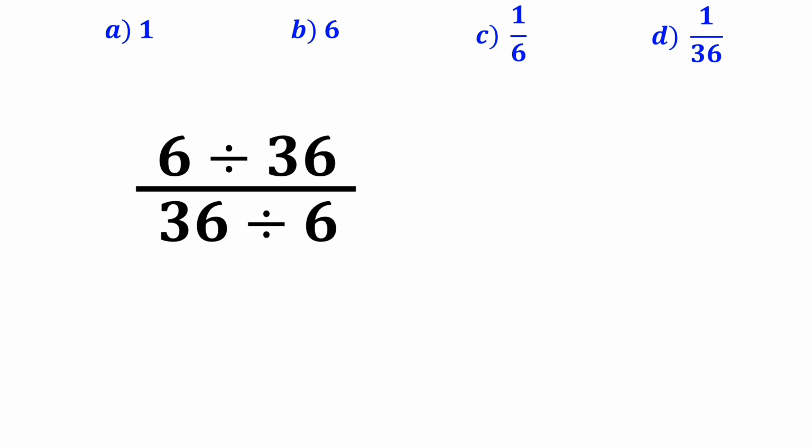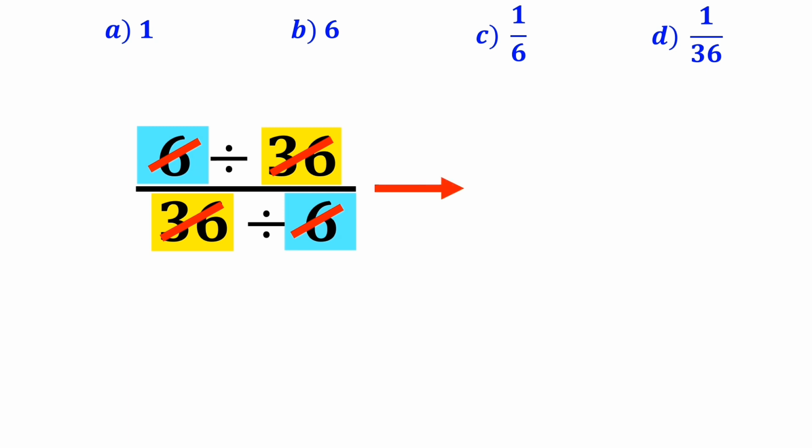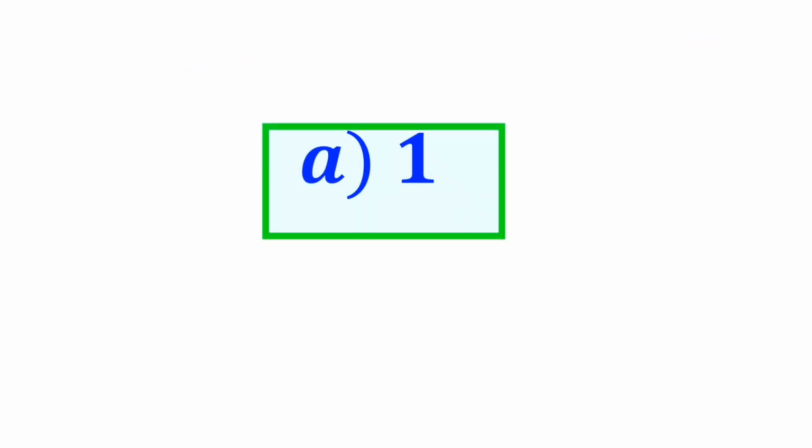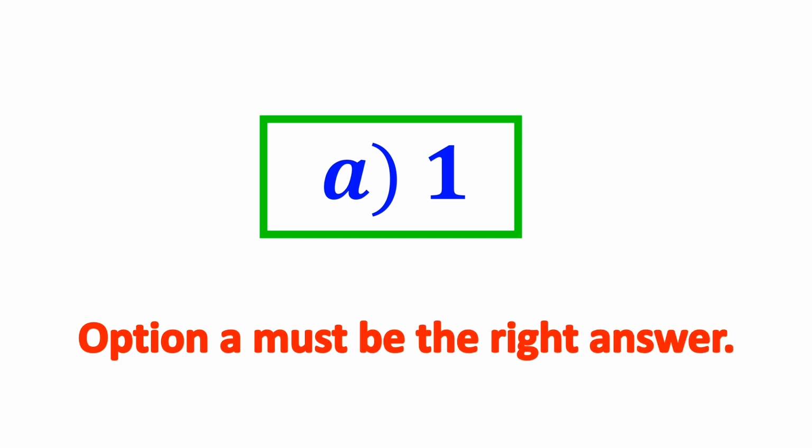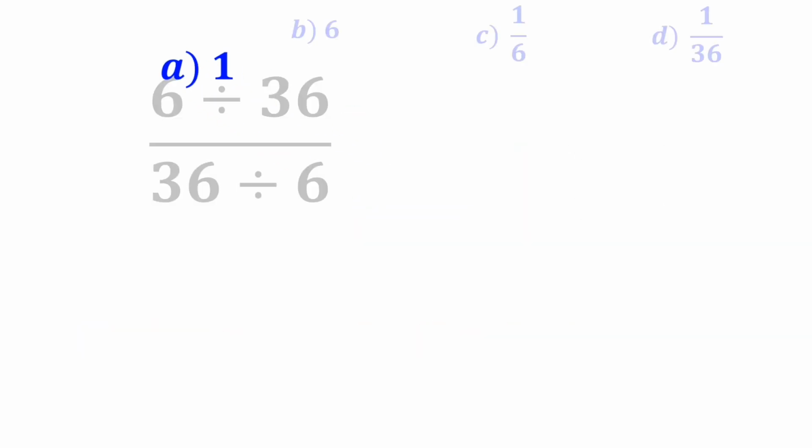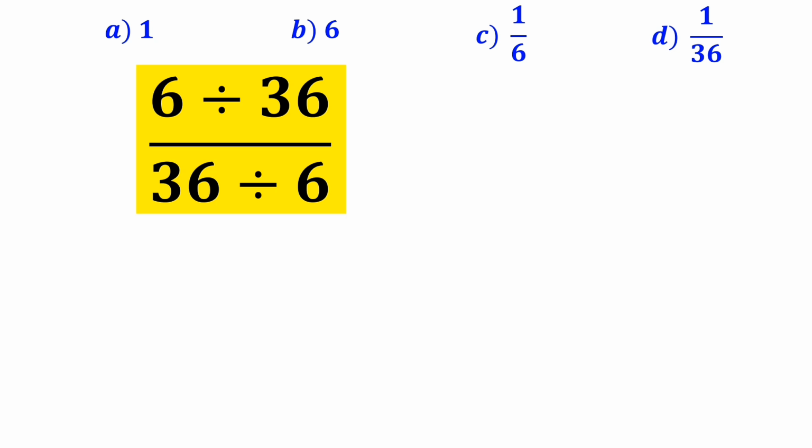Many people, when they first look at this expression, notice the two sixes that I have highlighted in blue, and immediately assume they cancel each other out. Then, they look at the two 36s and assume those cancel each other out as well. Eventually, they reduce the whole expression to 1 divided by 1, which equals 1. And without thinking twice, they quickly say that option A must be the right answer. But that's actually incorrect. Now let me walk you through the correct way to solve this question.